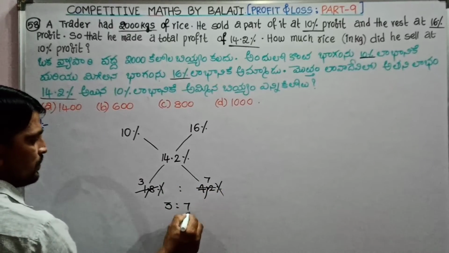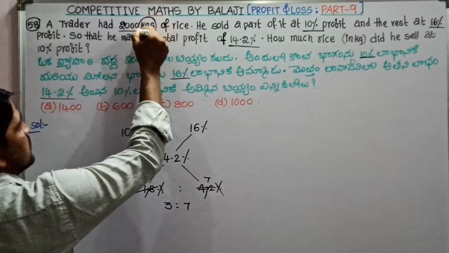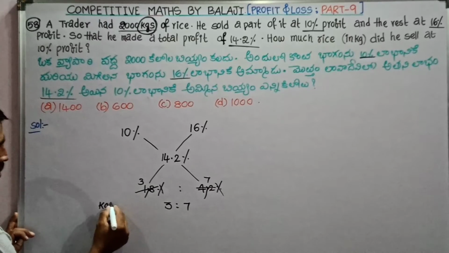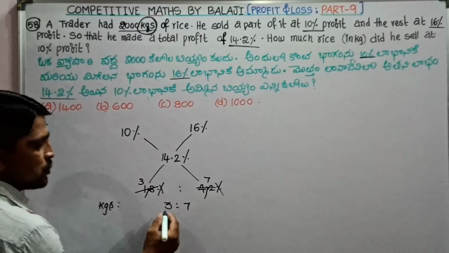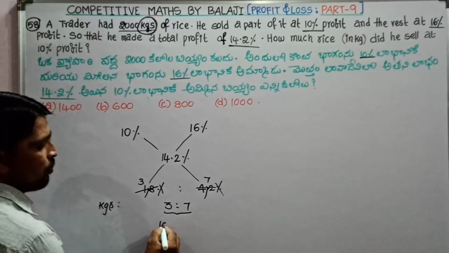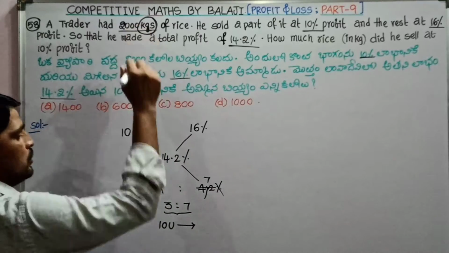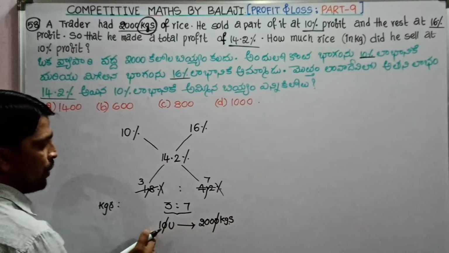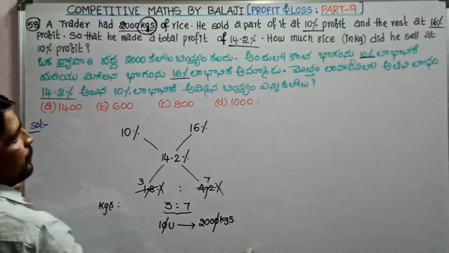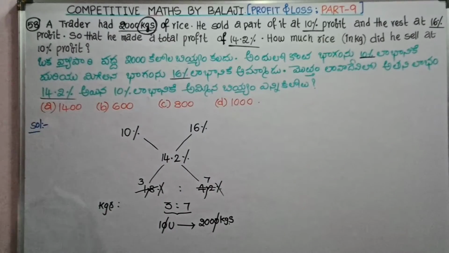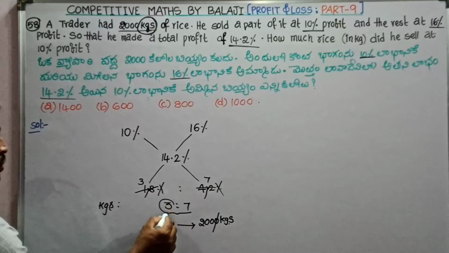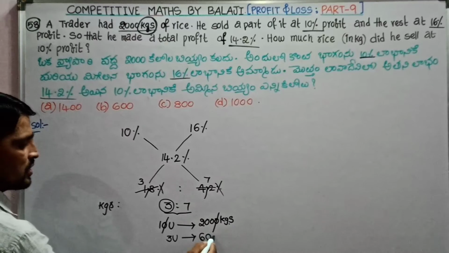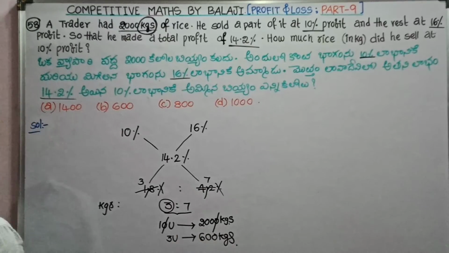The ratio is 3:7. This ratio is the quantity of rice in kgs. That is, total quantity is 10 units, which is given by 2000 kgs. So zero cut, 1 unit value is 200 kgs. We have to find how much rice he sold at 10% profit. The units of rice sold at 10% is 3 units. So 3 units value is 3 twos are 600 kgs. So the answer is 600 kgs.